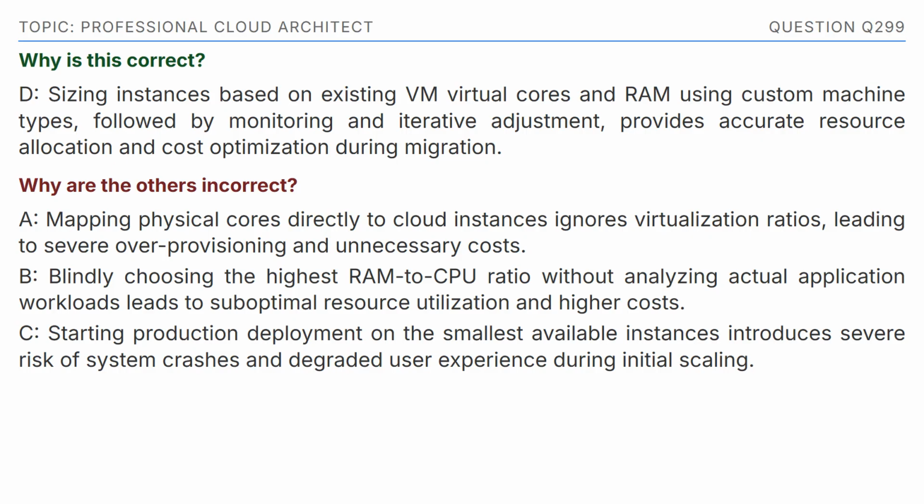Why are the others incorrect? A. Mapping physical cores directly to cloud instances ignores virtualization ratios, leading to severe overprovisioning and unnecessary costs. B. Blindly choosing the highest RAM to CPU ratio without analyzing actual application workloads leads to suboptimal resource utilization and higher costs. C. Starting production deployment on the smallest available instances introduces severe risk of system crashes and degraded user experience during initial scaling.